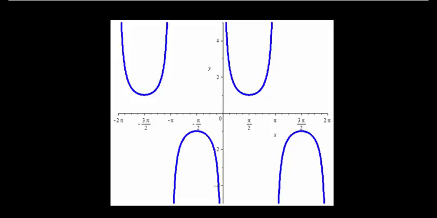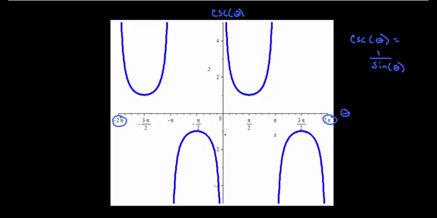This is the graph of the cosecant curve, which we know is the graph of 1 over sine. So on this vertical axis, we're going to graph the cosecant of theta, and on this axis, we're going to graph theta. Notice that we're going from negative 2 pi to positive 2 pi.